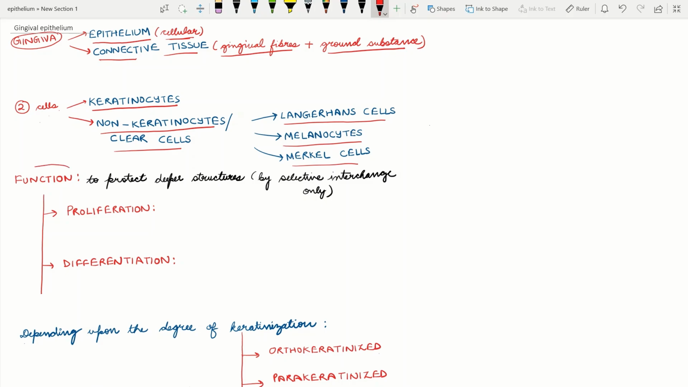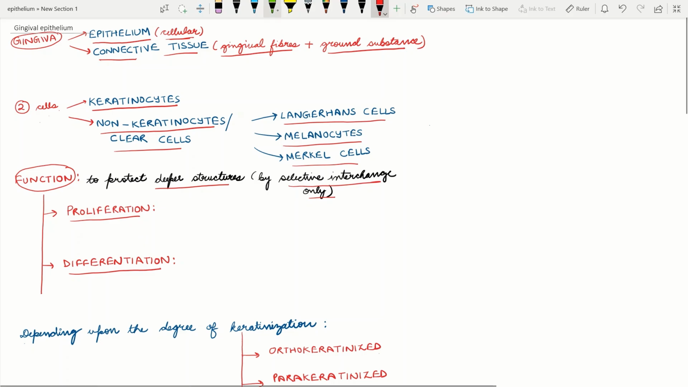Now coming to the function of gingival epithelium. What is the function of gingival epithelium? To protect the deeper structures. That is, it forms a microbial barrier. It will protect the deeper structures by selective interchange only. And it achieves this by means of proliferation and differentiation.